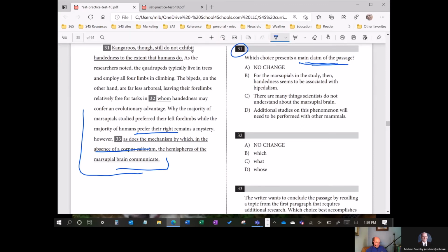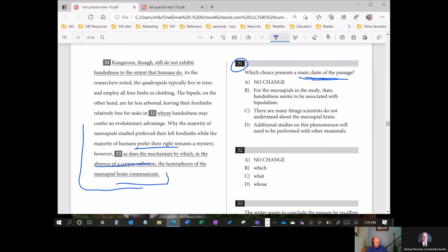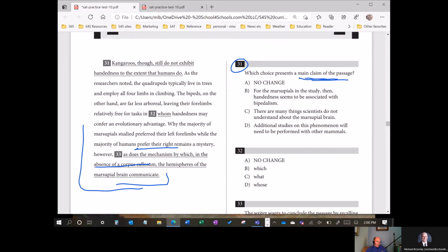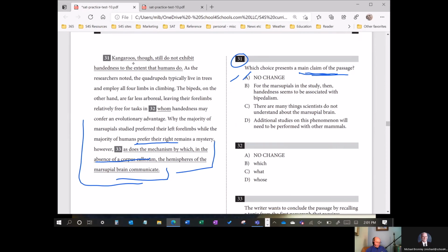Kangaroos, though, still do not exhibit handedness to the extent that humans do. Okay, I'm not sure that really tells us about what's going on in this passage. So I'm going to take a slight pause on A, no change. So we're taking a soft pass on A. I'm not sure if that's true or not without having reread the passage, but let's look at B.